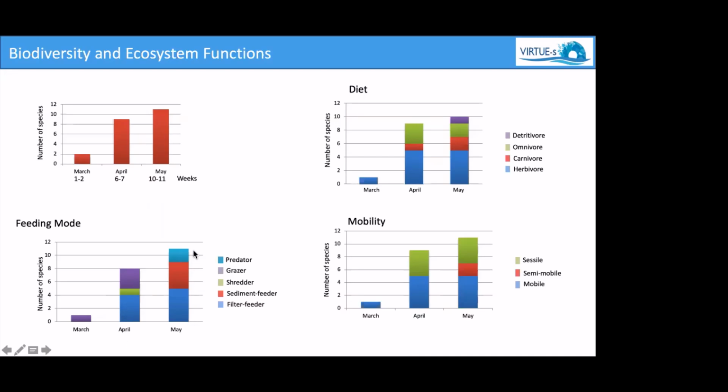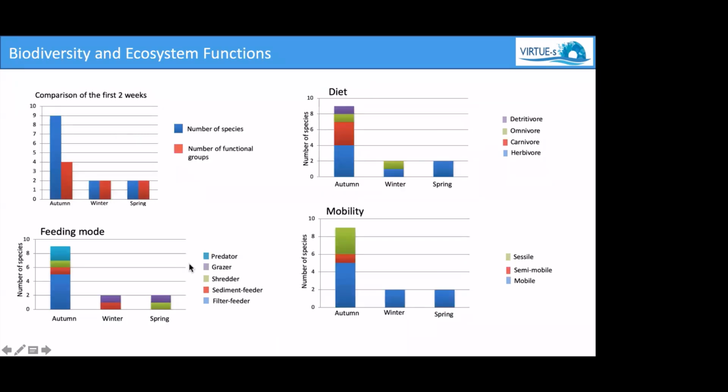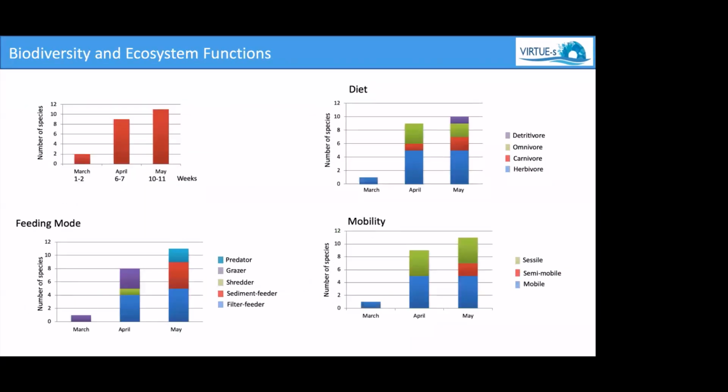And then here, the structure, again, of the community according to feeding mode has changed, wherein we have the filter feeders dominating the organisms, the species on the disc, followed by the sediment feeders. This might be the worms now. And then there are now also predators, because there are more organisms, bigger organisms now, which can be eaten.